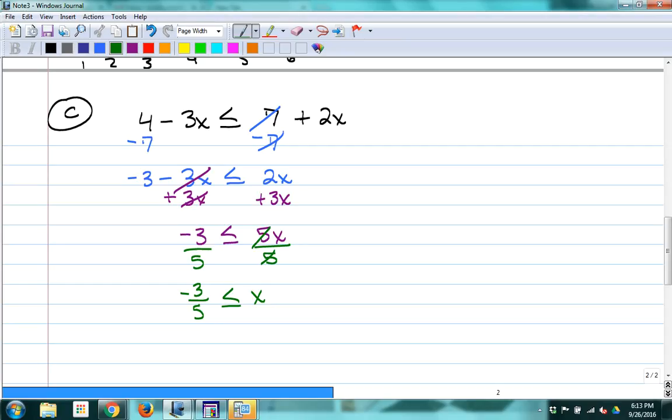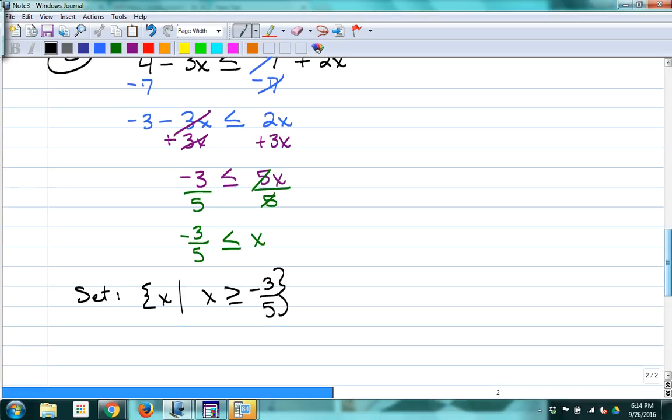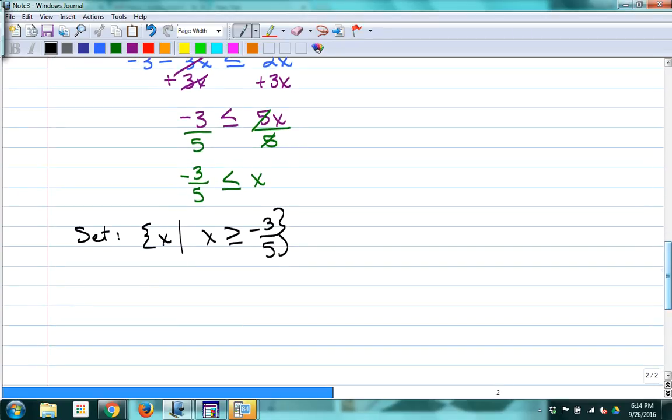Okay. Now, when you go to rewrite this in your set form, let's turn it around to where the x is first. If it's opening this way toward the x, it's written that way. When you flip it around and put the x first, it still needs to open toward the x and point toward the negative 3/5. And that's the most accepted way of writing it in set notation. Let's put the letter first.